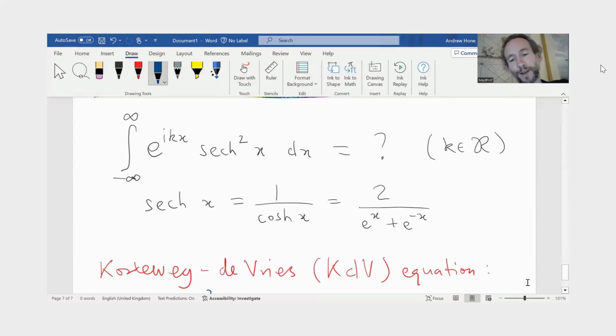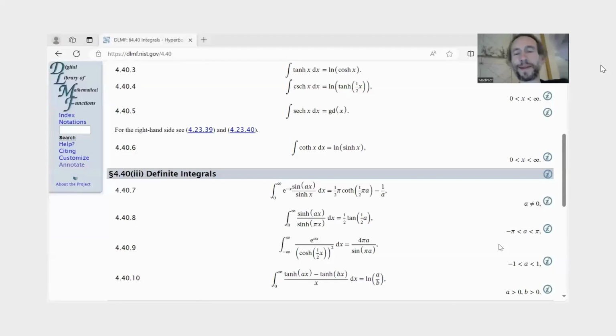And so the first place I looked was in what's called the Digital Library of Mathematical Functions. Here, let me show you. So this is the website of the DLMF, the Digital Library of Mathematical Functions, which is maintained by NIST. That's the American National Institute of Standards and Technology.